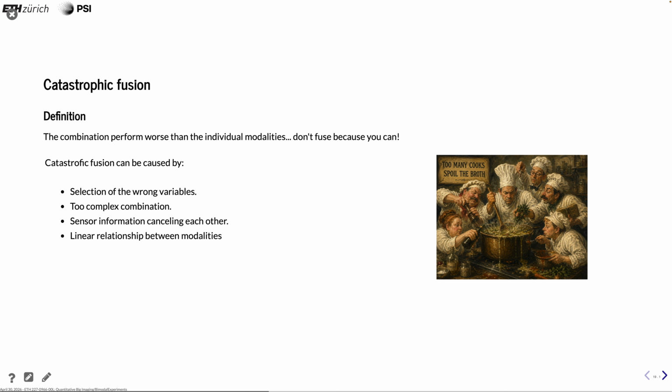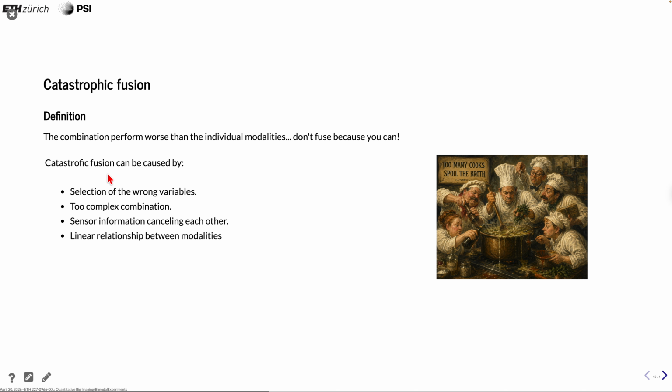Of course, you can always do stupid things, so there is even a term called catastrophic fusion. The definition of that is that the combination performs worse than the individual modalities, so you're actually kind of destroying the data you have. So don't fuse because you have two modalities. Really be critical in what you do, and do the right thing from that.